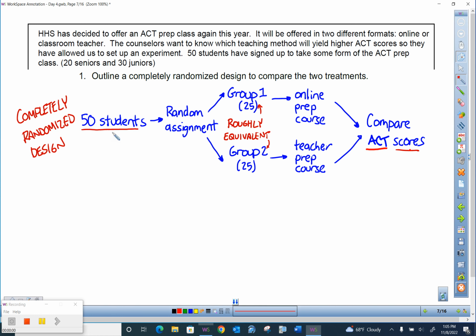You should have had something. This one did tell you how many students, so we have 50 students, and we're going to randomly assign them to the online prep course or the teacher prep course with 25 in each group. This is one, just as a reminder, where blinding wouldn't be possible because people are going to know whether they're taking the prep course online or not online. So that's not something that's possible. The one before, blinding was possible because we had the idea that one was caffeinated and one was not. We can hide that.